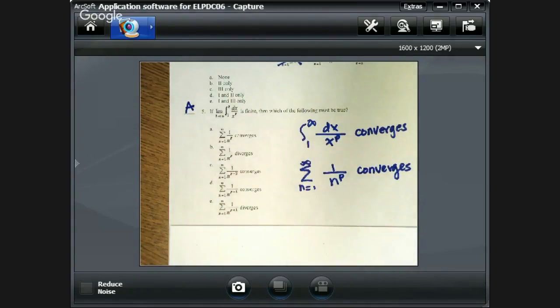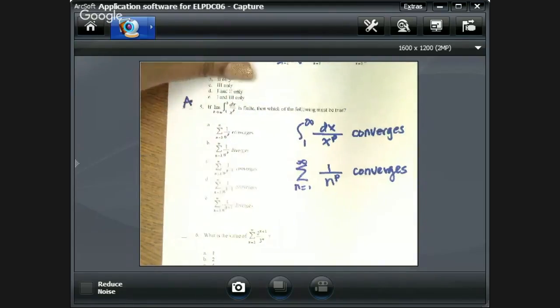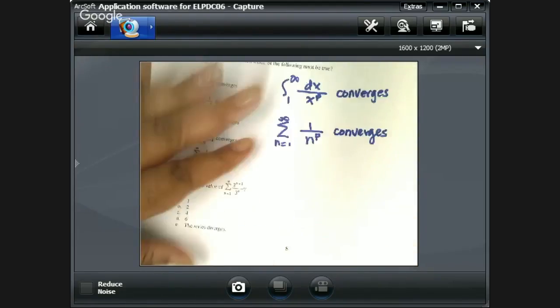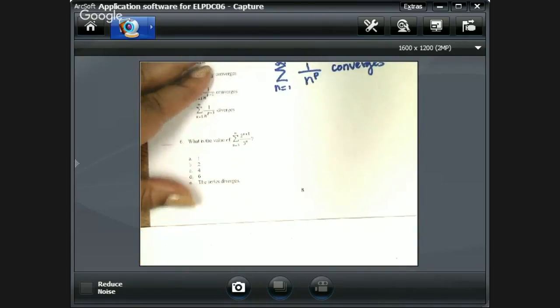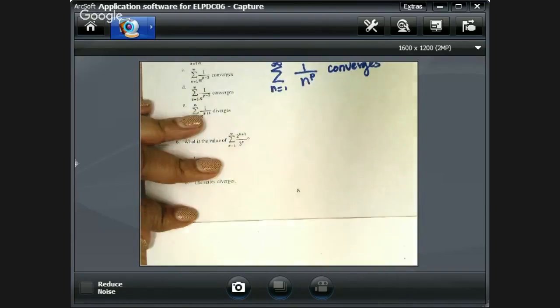Notice that that problem required no algebraic manipulation, no finding anything. We really just had to know the integral test. And number 6, slide that up so you can see that. It wants to know the value of this series.